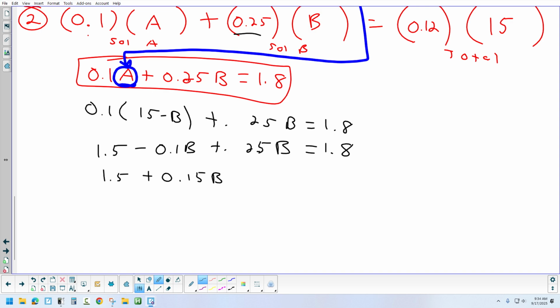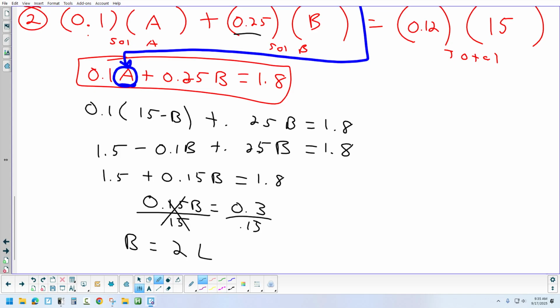So combine your b's together. Bring the 1.5 to the other side. That's going to give you 0.3. And what's my last step? Divide both sides by 0.15. And what's 0.3 divided by 0.15? Yep. 2. So we need 2 liters of solution B.